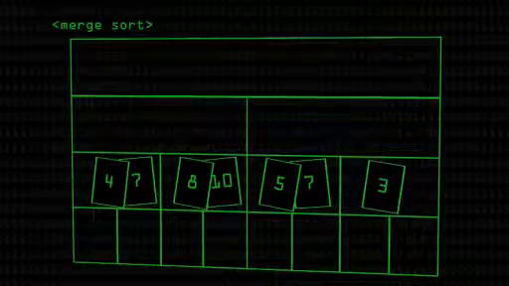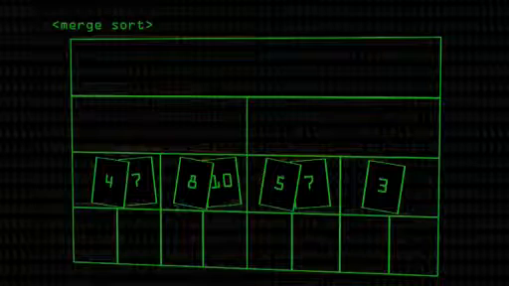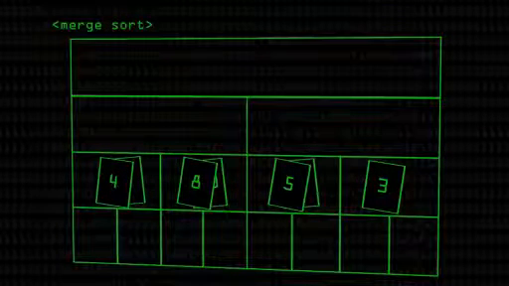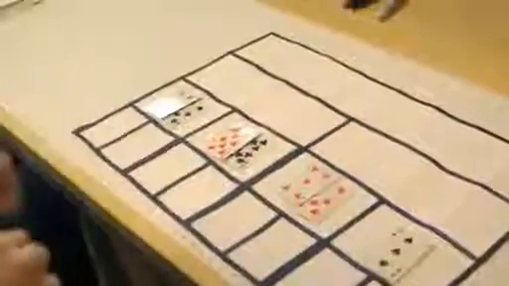Hopefully everyone will agree that a list with just 1 card in it is sorted. I've separated them just for clarity so you can see the cards. You should only be able to look at the top element of each list. So now what we do, we merge these 2 sub-lists back together.